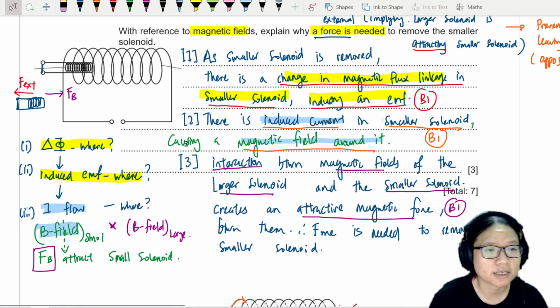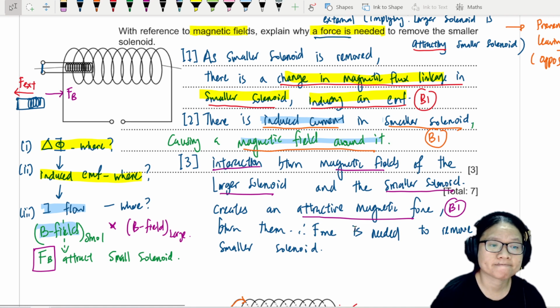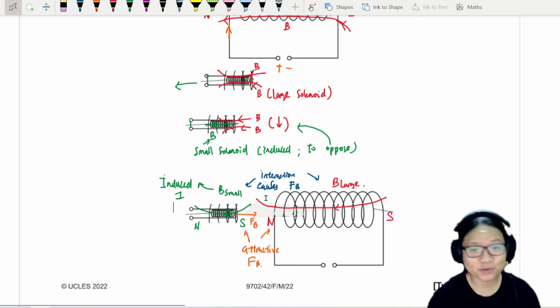What you actually need is just to explain the presence of the EMF due to the change in flux, first mark. Explain why there's a magnetic field in the smaller solenoid, second mark. Highlight that the interaction between two magnetic fields creates an attractive force. Now, interaction between these two fields creates an attractive force. That's it for this question.